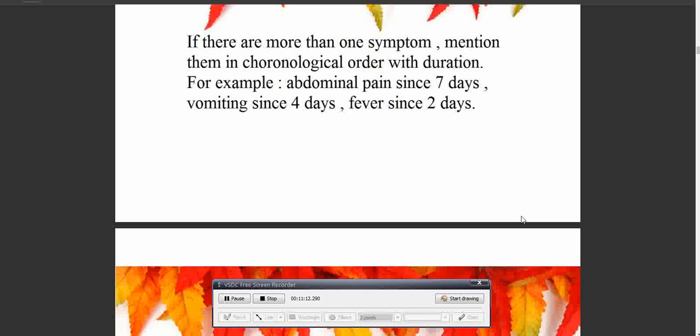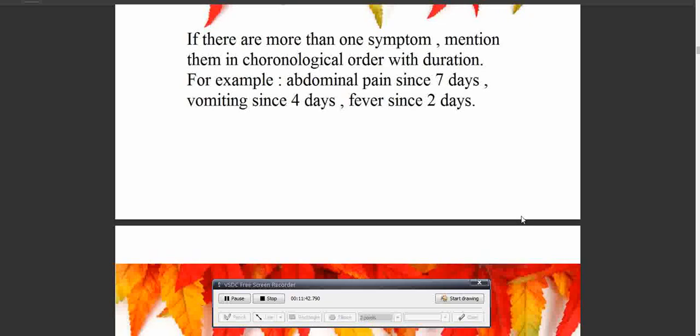Another aspect: if there is more than one symptom, mention them in chronological order with duration. For example, abdominal pain since 7 days, vomiting since 4 days, fever since 2 days. That is if there are more. So you need to say from the starting, the condition we started with. Like you see, the earliest one was abdominal pain 7 days ago. You can use symbols, like 7 days ago will be 7/7, right? You need to know that.